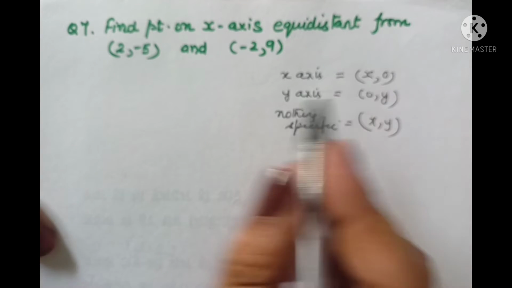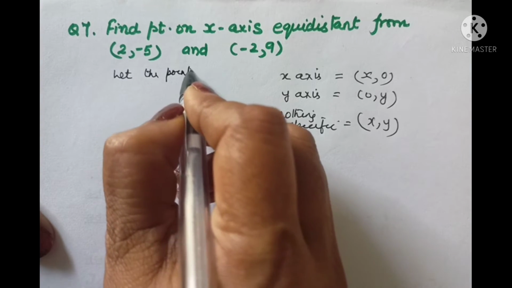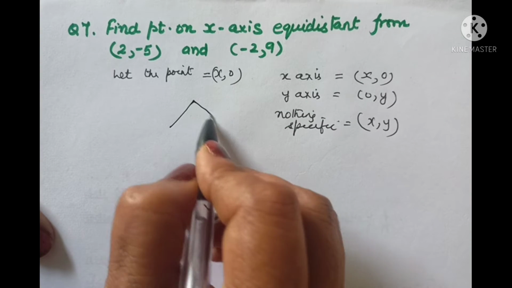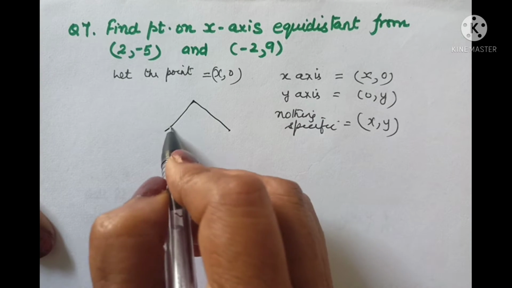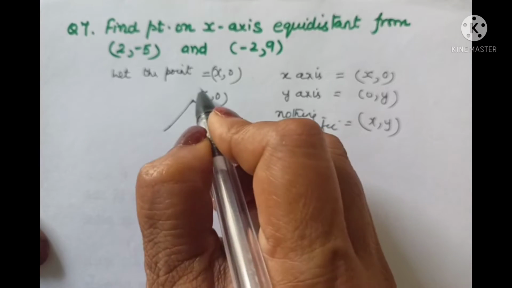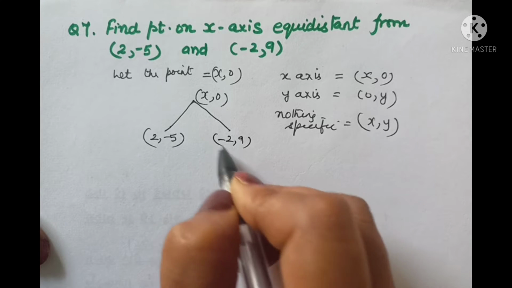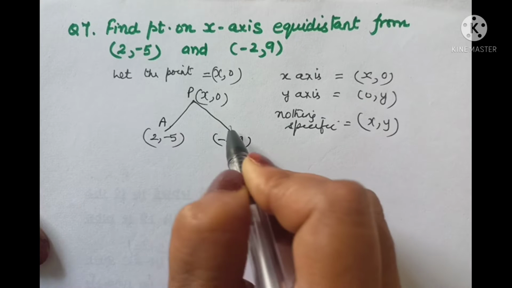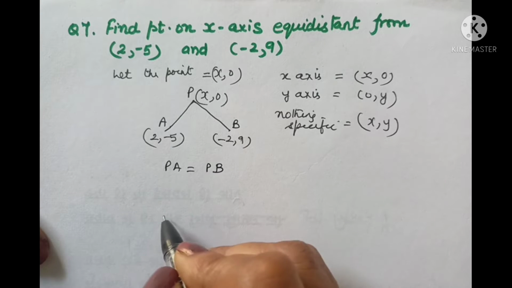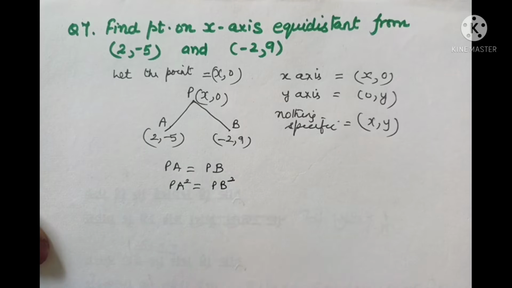Alright, so in this question, let the required point be (x, 0). Let us make a rough figure. A rough figure is very helpful in doing a sum correctly. Now let this point (x, 0) be equidistant from (2, -5) and (-2, 9). Let these be points P, A and B. So I can say that PA is equal to PB. If PA is equal to PB, then PA square should also be equal to PB square.